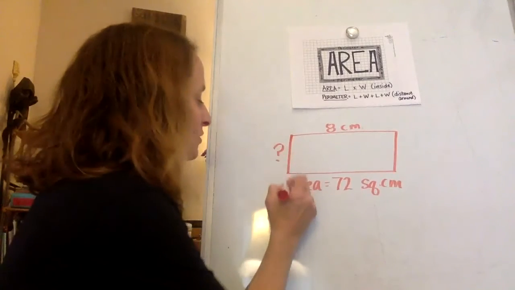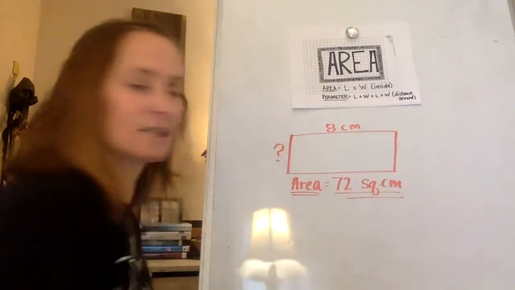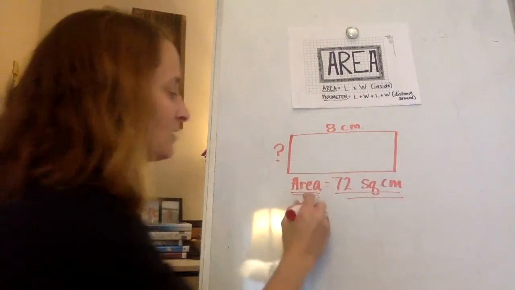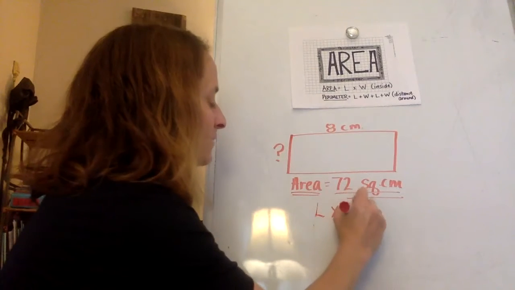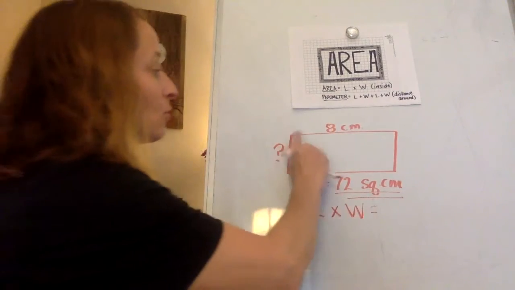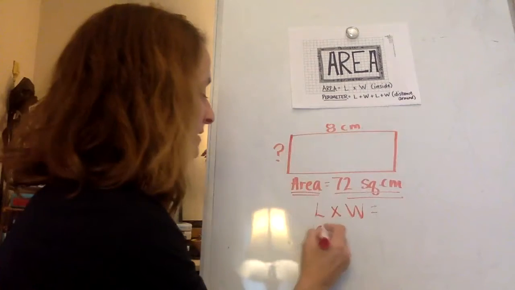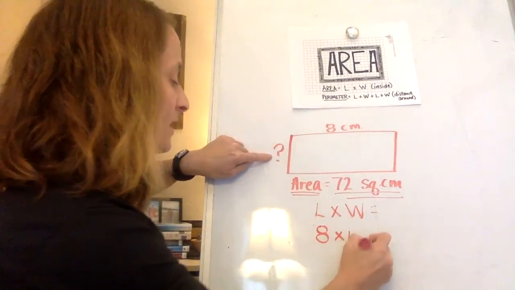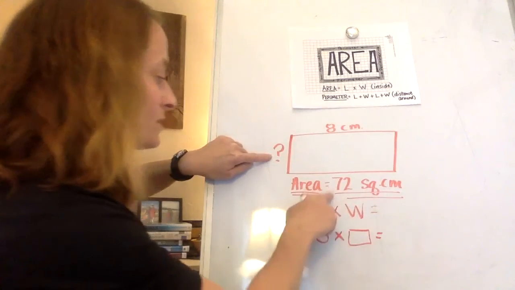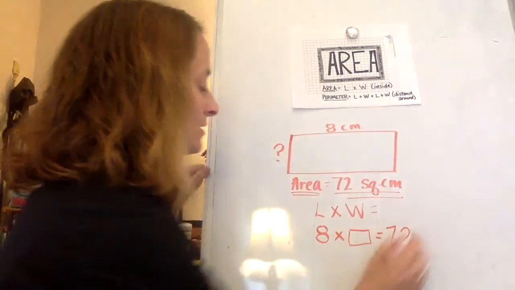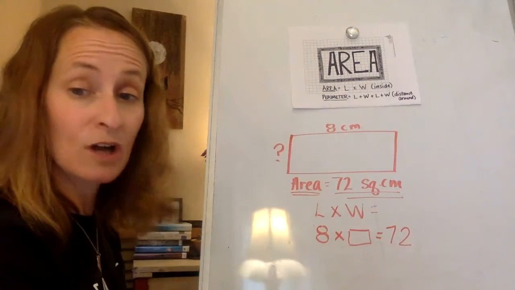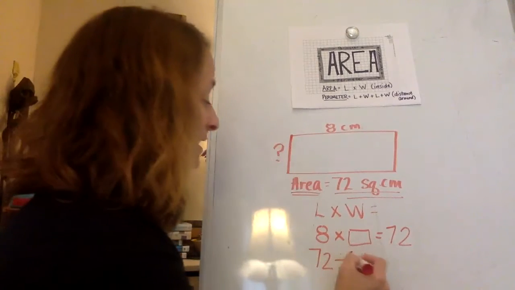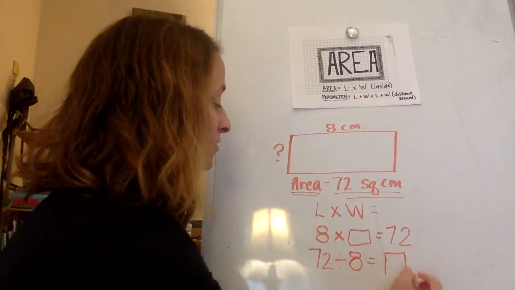My eyes are going to go right down to right here because that's going to tell me what I'm trying to solve. I'm trying to find the area of this figure. I know area is length times width. Well, what do we know? We know the length is 8. That is our unknown times 8 equals 72. Or you could also think of it like 72 divided by 8 equals unknown.